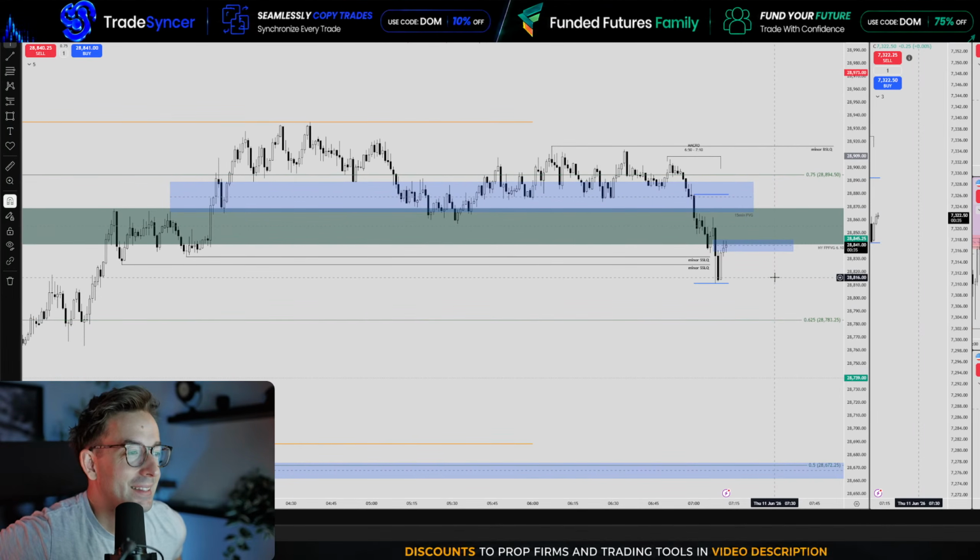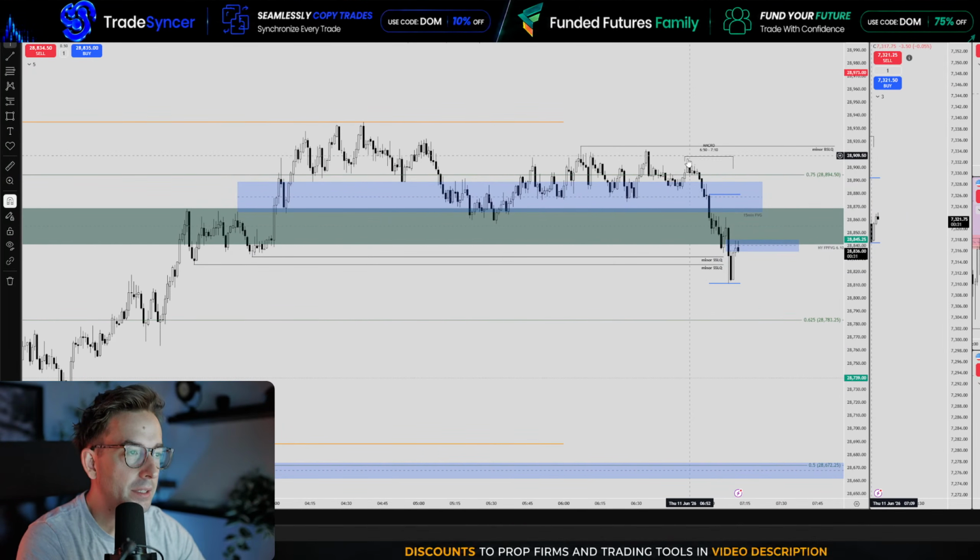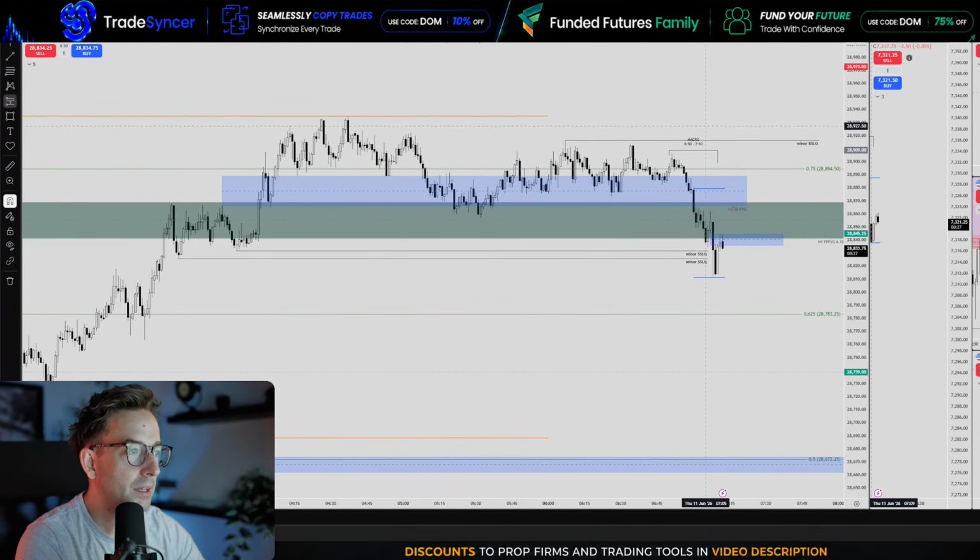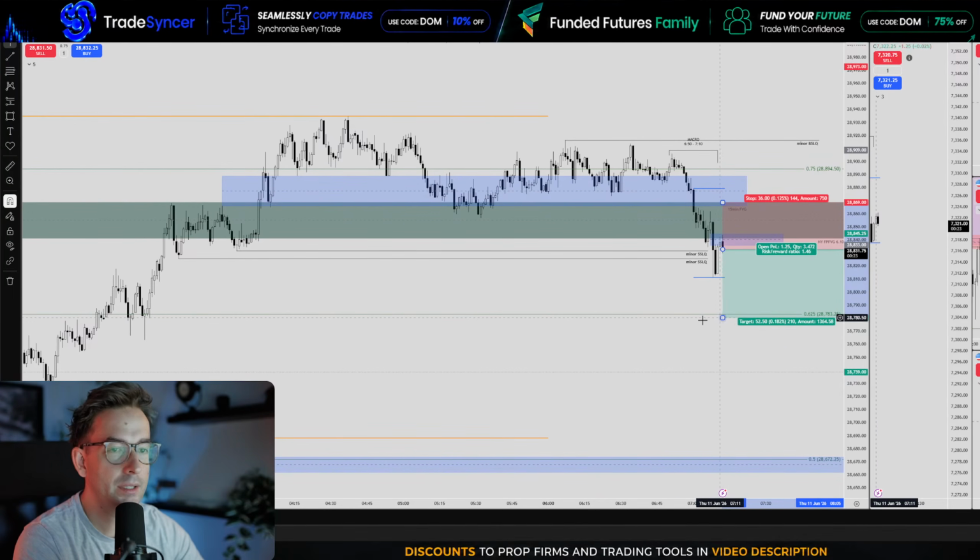But minor sell side has been taken here. We've shifted to the downside. For me, is this a continuation play that you can take?